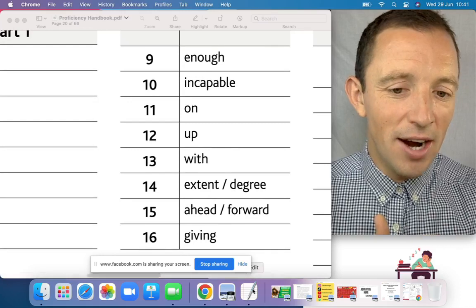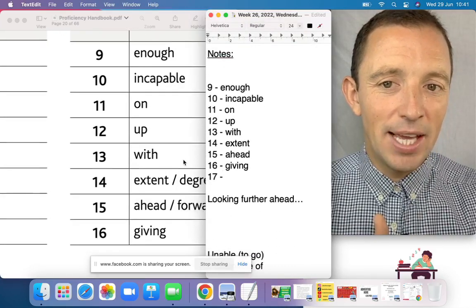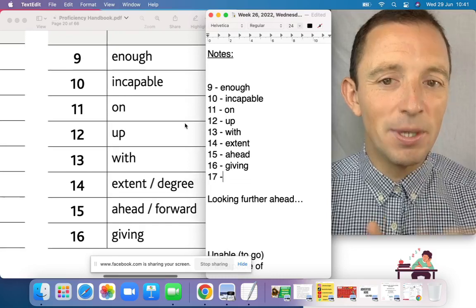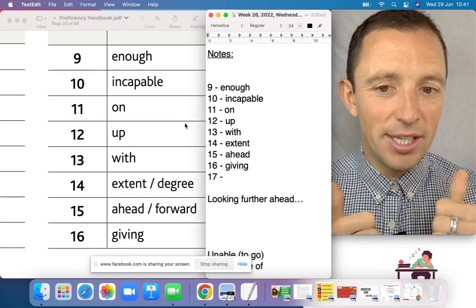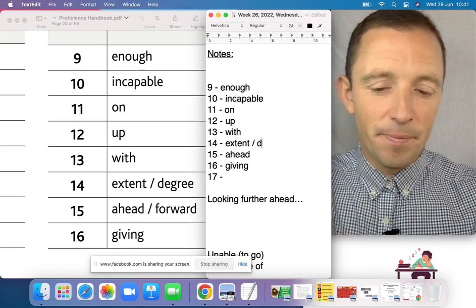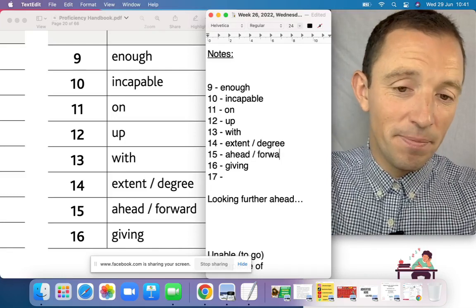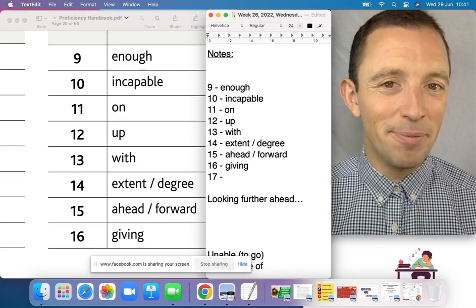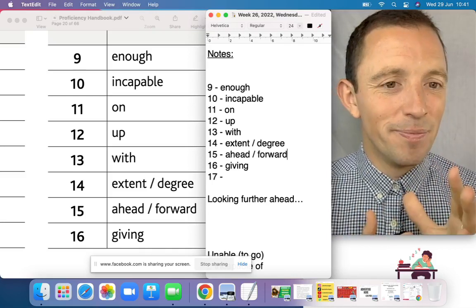So here are the answers. Number 9 is enough. Yes. Number 10, incapable. Number 11, on. 12, up. 13, with. 14, extent or degree. And number 15, ahead or looking further forward. And number 16, given. I'm very happy because it was all logical.